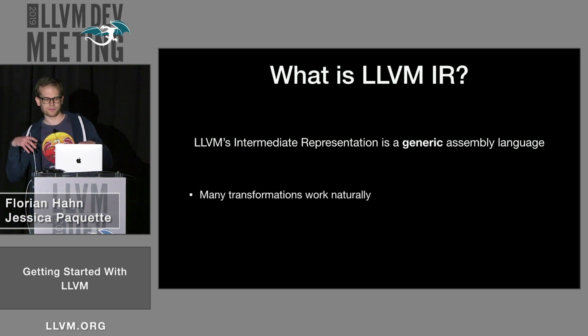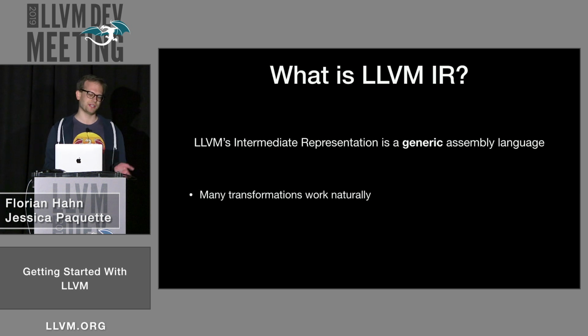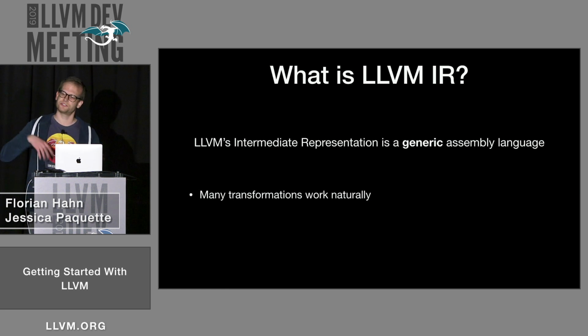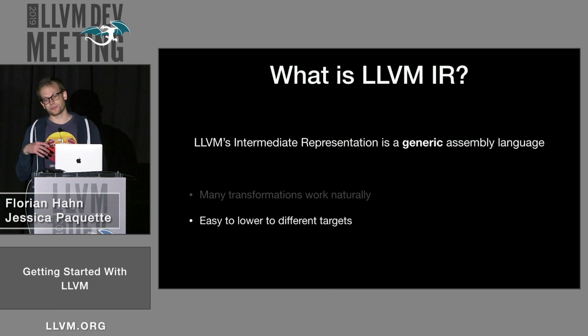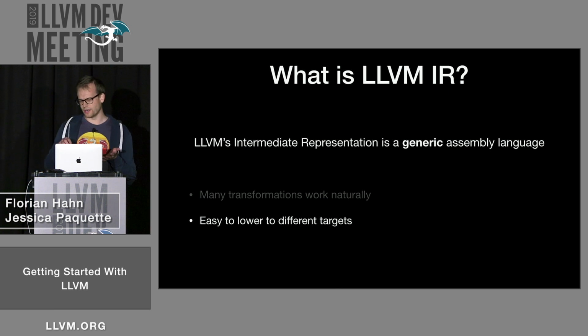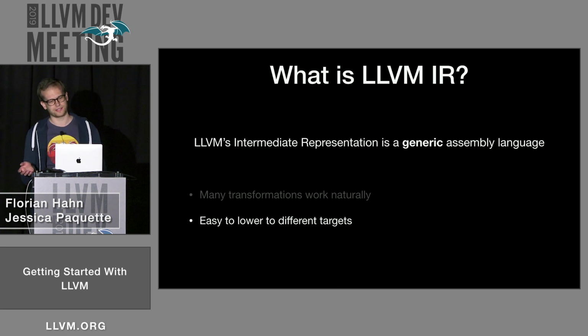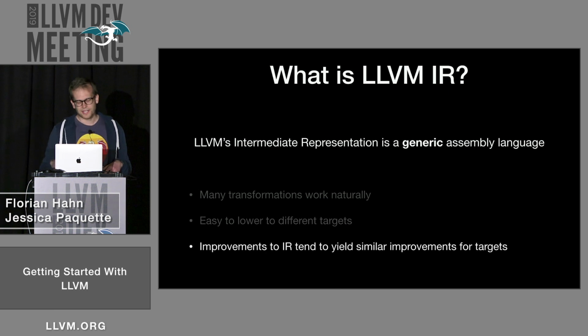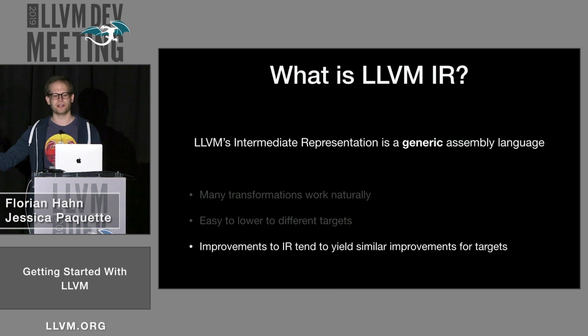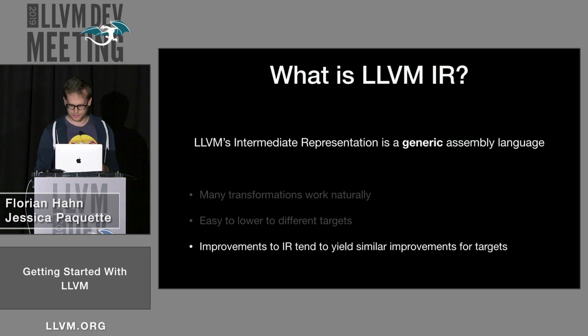For example, many transformations that we'd like to do in the middle-end work on this intermediate representation in a straightforward way. So common operations like, say, replacing an instruction with a different instruction are relatively easy to do in the middle-end. It's also easy to lower to different targets. LLVM IR itself is quite generic, but it can be lowered to a wide range of targets, and if you take a look at the number of backends that LLVM comes with, I think it does quite well on that front. And finally, we also want the improvements we make to the IR to translate to similar improvements in the final binary, and it does quite well on that front as well.